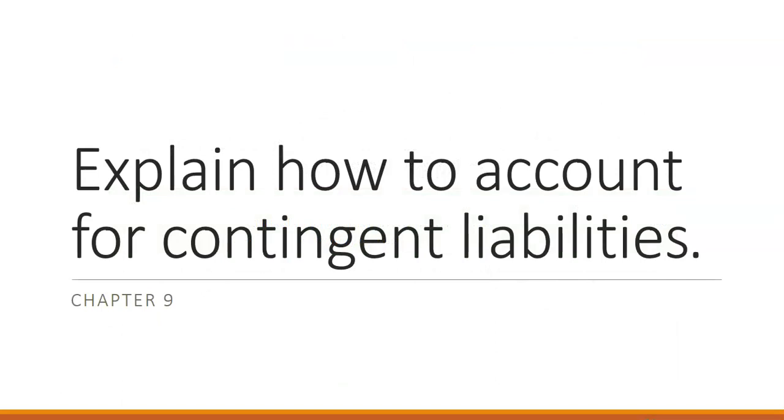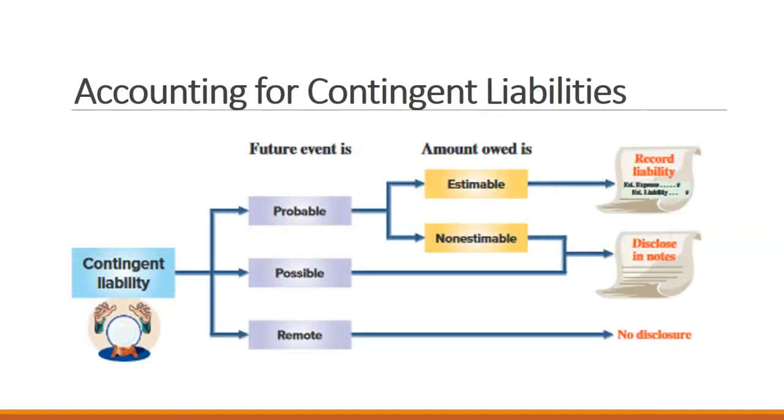So, contingent liabilities. Contingent liabilities are liabilities that we get based on a contingency. Sometimes these are a lawsuit. So how do we determine if we have a contingent liability and whether or not we're going to record that contingent liability in our accounting records? We have this decision chart.